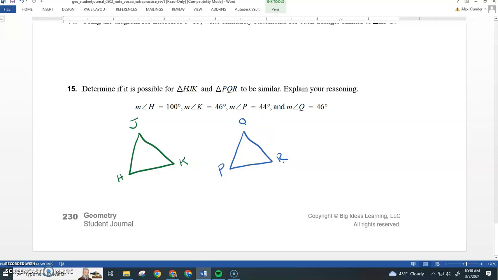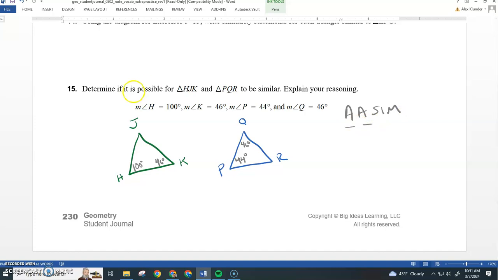It says angle H is 100. It says angle K is 46. Angle P is 44. And angle Q is 46. So that's all that they give us. And they just ask and they say, is there any way for these triangles to be similar to each other? Well, you would just want to check and see if they have 2 congruent angles. Remember, the driving property today is angle-angle similarity. If you can prove you have 2 congruent angles, you can prove that these are in fact similar.